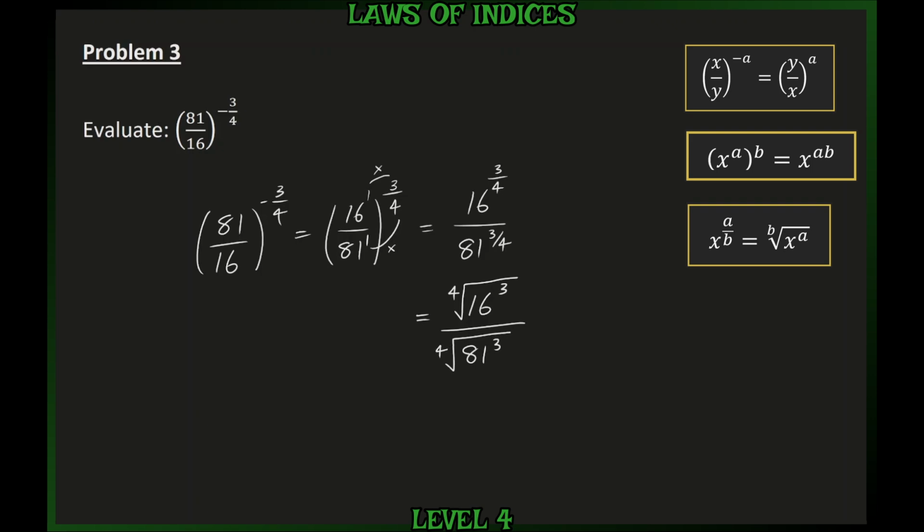Starting with the fourth roots and starting with the numerator, the fourth root of 16 is 2, because 2 times 2 times 2 times 2 is 16, and this still has a power of 3 on it. And taking the fourth root of 81, we get 3, because 3 times 3 times 3 times 3 is 81, and that also still has a power of 3 on it. 2 cubed is 2 times 2 times 2, which is 8, and 3 cubed is 3 times 3 times 3, which is 27. So our final answer for problem 3 is 8/27.